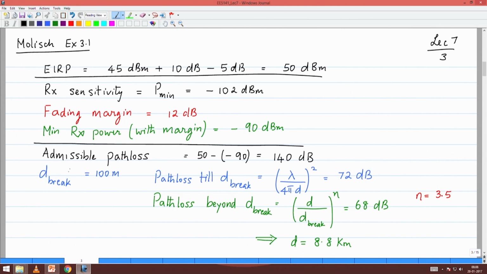We are given that the D break is at 100 meters, so the path loss till D break is 72 dB. Notice how much of the energy you have already lost by the time you reach 100 meters, and the remaining distance accounts for the 68 dB. And given that n is equal to 3.5, I'm sure the calculation is straightforward.